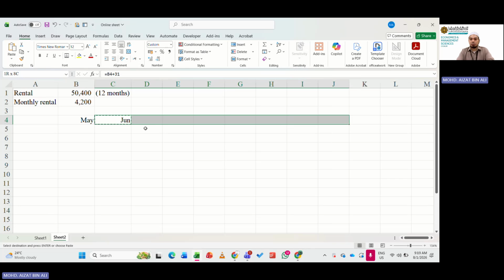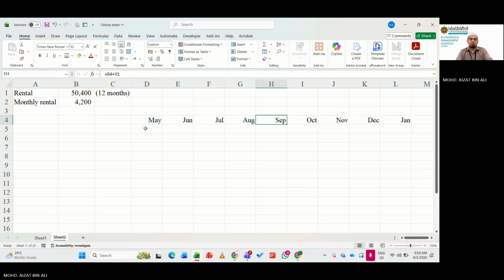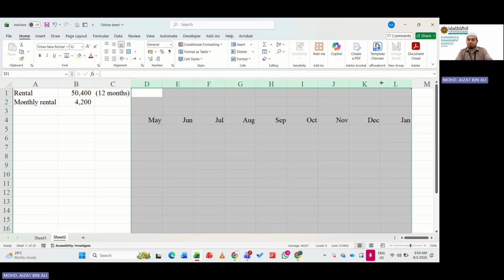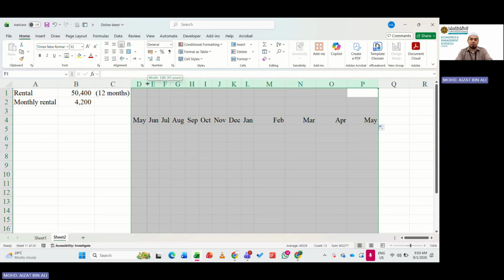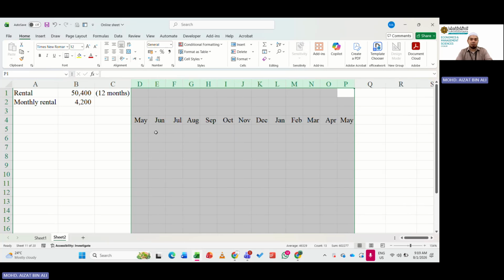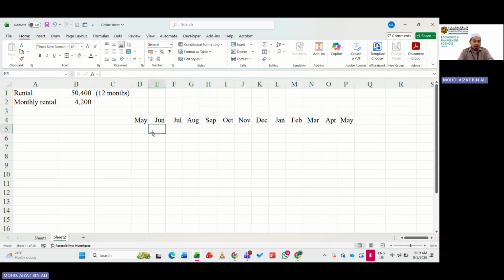June, July, August, September. Let's put it here. Okay, because we can do this, right? Maybe make it a bit bigger. All right, looks better now. Now, we make the payment beginning May, right? This is the beginning of the payment. And we close our accounts on 31st December. This is the end of the account.